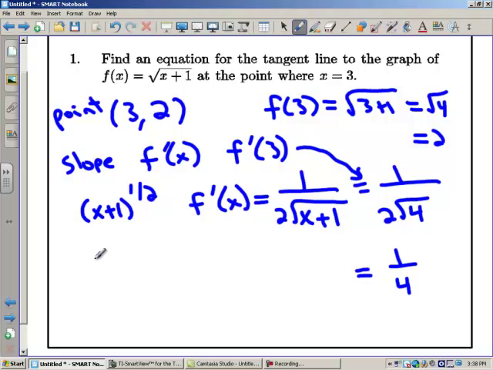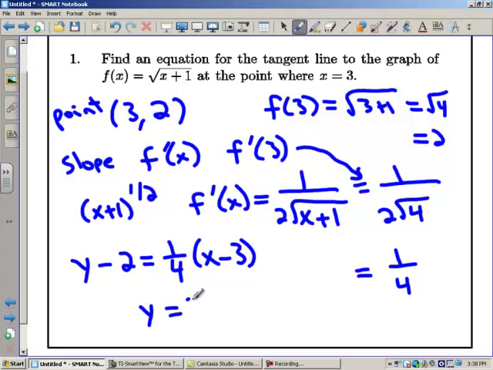I guess I'll use the basic equation here. y minus y1 equals m, which is really f prime, or the slope, times x minus x1. And that's the equation of a line that is tangent to the graph of the square root of x plus 1, which we could write as y equals 2 plus 1/4 times x minus 3.